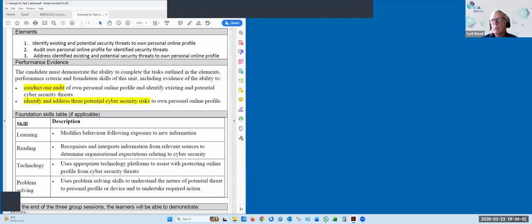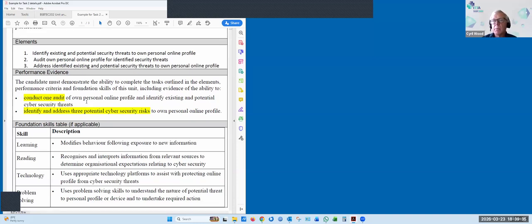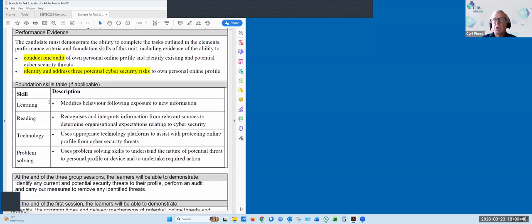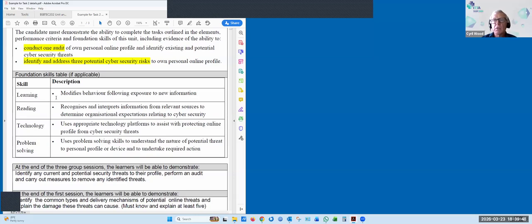So in this one, it's just about that the people who teach this, the people who learn this, have to conduct an audit on their computer and so on. So you put that information in there, the performance evidence. There's also a section for foundation skills.